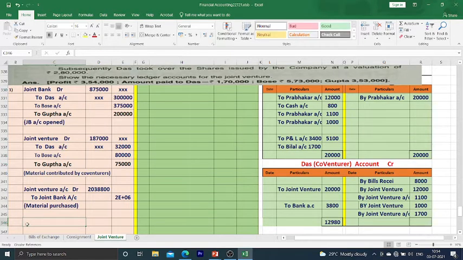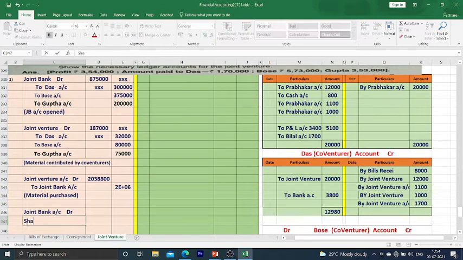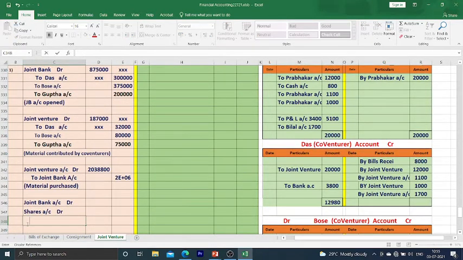Contract is over, I think. Contract is 22 lakhs cash deposited into joint bank. Joint bank account debit, shares account debit, to joint venture account. Contract price is 25 lakhs, shares 3 lakhs, so this amount is 22 lakhs.